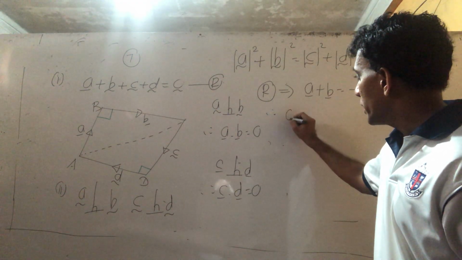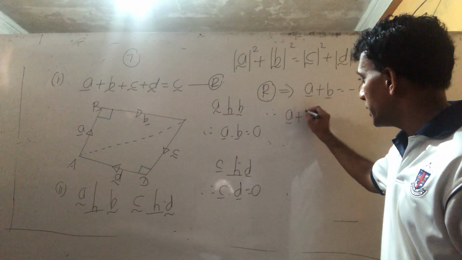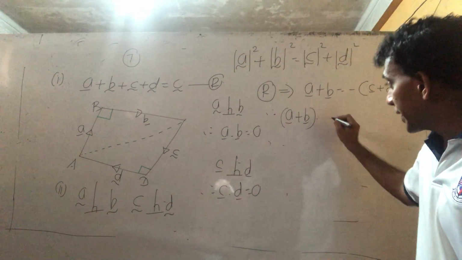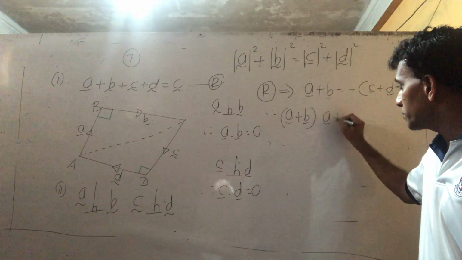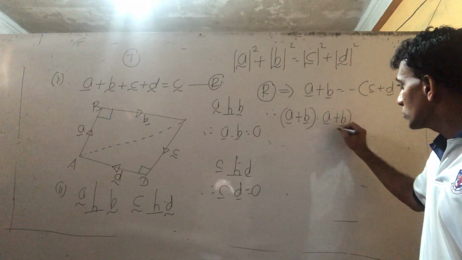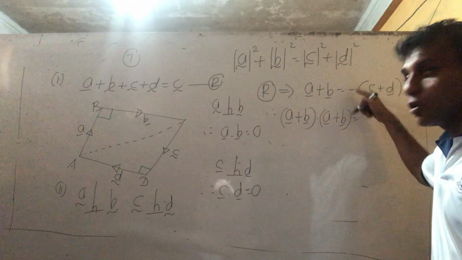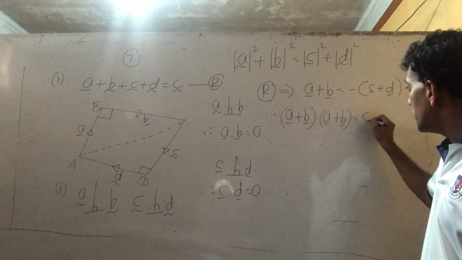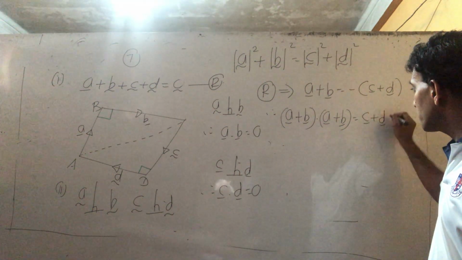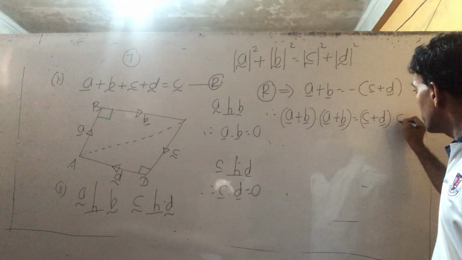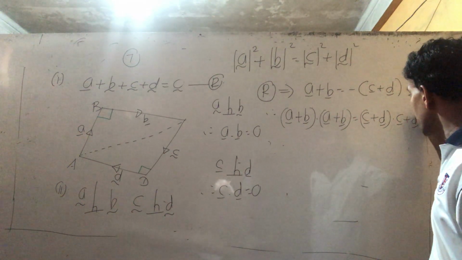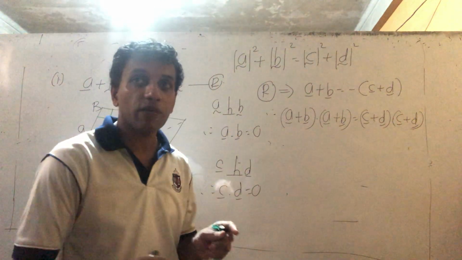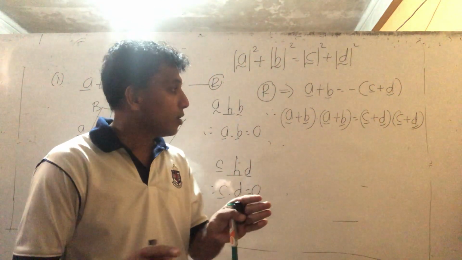Therefore A plus B dot, again A plus B. Here also the minus becomes positive plus. So this is C plus D multiplied by C plus D. That means the same vector product with itself. Then only we have a chance for the modulus of the same.